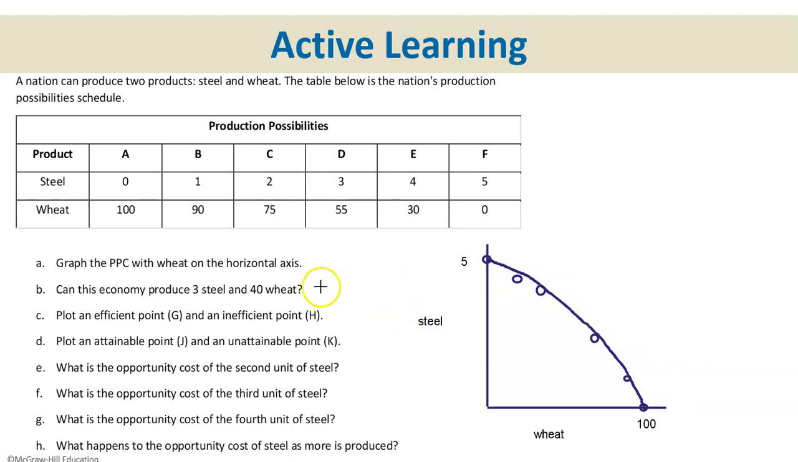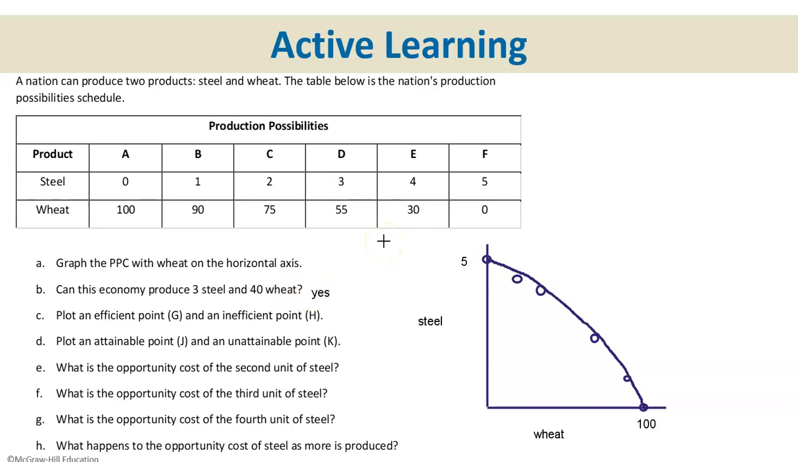Now, next question here, can this economy produce 3 steel and 40 wheat? You can plot this point, 3 steel and 40 wheat. In my graph would be somewhere around here. Looks like it's under the line, so the answer would be yes, that's an attainable point. If you've got a messy graph like me, it may be better to take a look at the chart and see what the economy is doing. So for instance, at point D, they're making 3 steel and 55 wheat, and that's possible if they're at full employment. So they can definitely make 3 steel and 40 wheat, because then they're actually just producing less. So yes, the economy can produce 3 steel and 40 wheat.